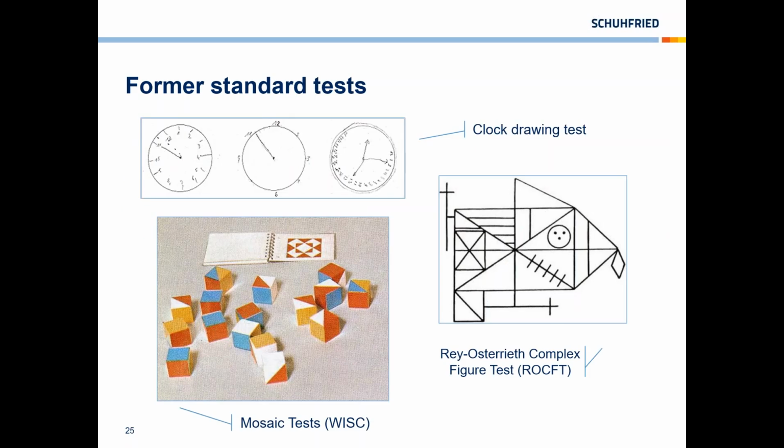So you know what the usual standard test for visual construction looks like. Everybody knows the clock drawing test, I think. It's like the classical test of visual construction. Another one, probably the most famous one, is the mosaic test from the WISC, from the Wechsler Intelligence Scale. Yeah, we have to just build small figures from these cubes. Something not so known is probably the Rey-Osterrieth complex figure test. But this is all paper pencil or manual. This is not computerized. This is not 21st century.